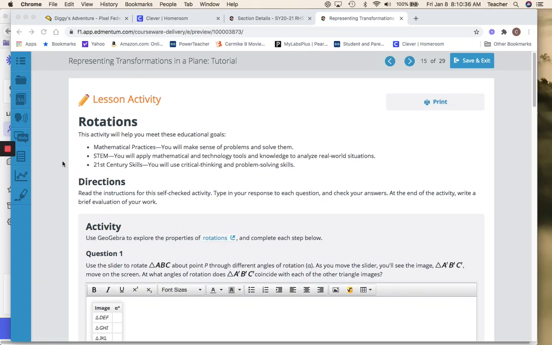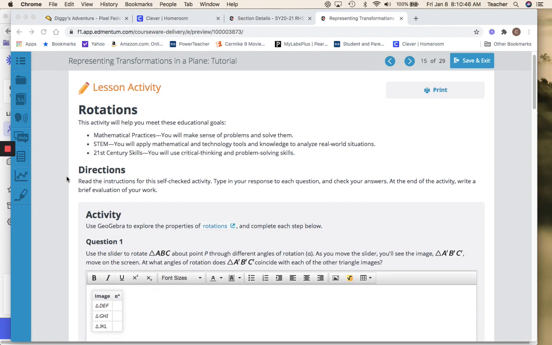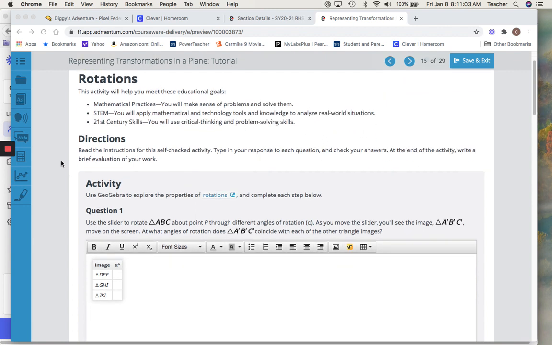All right, hey you guys, we are back in representing transformations in a plane, talking about rotations. This is page 15. Rotation is basically when you take an object and you turn it either clockwise or counterclockwise. You can rotate it about a certain point. Maybe if you have a triangle, you can rotate it about point A or point B or point C. You can also rotate it about the origin. So rotation is just basically a turn, you guys.